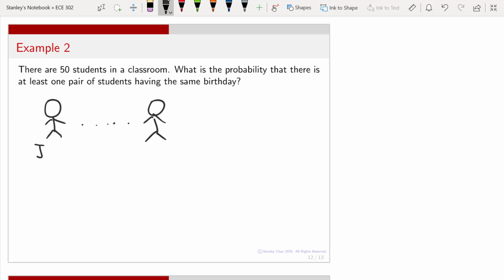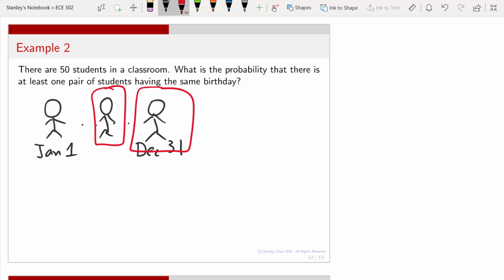So let's say this student has a birthday of January the 1st. This student has a birthday of December 31st. And so in this experiment, you randomly pick a pair of students. Let's say you pick this one and you pick this one. You ask, what is the probability that this guy is also born on December 31st?